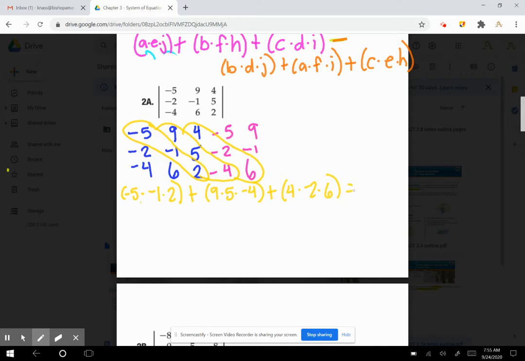I like to first get this number and then go on. So this right here gets me a positive 10, plus 9 times 5 times -4 is -180, minus -48. I'm still sticking with this number: a negative times negative right here becomes a positive. So you have 10 minus 180 plus 48, which gets you -122.